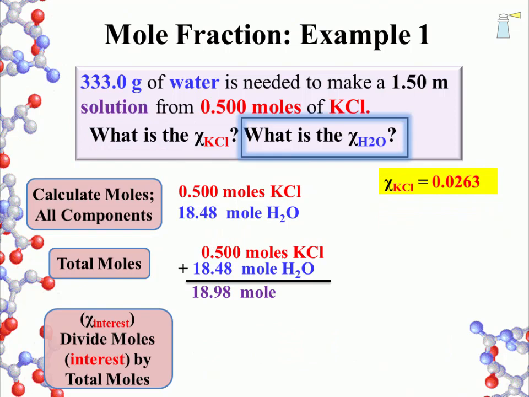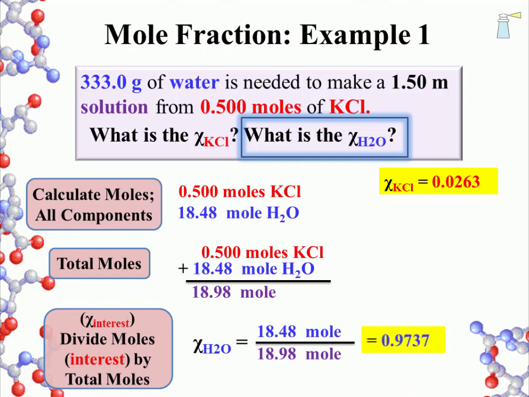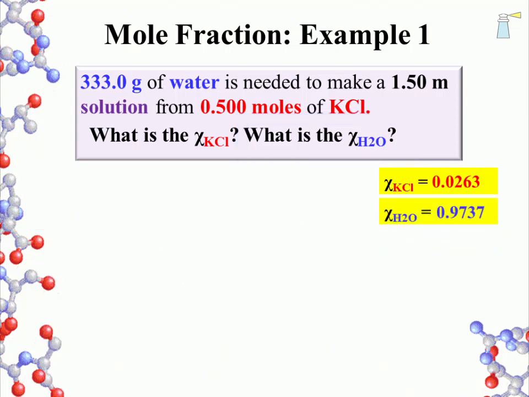The nice part about this calculation is that steps 1 and 2 are identical to those for KCl. All that is left to do is to divide the moles of interest by the total moles. That is 18.48 moles of water divided by 18.98 total moles. The fraction looks like it's pretty close to 1, and it is 0.9737. Let's keep track of that value and double check our answer.